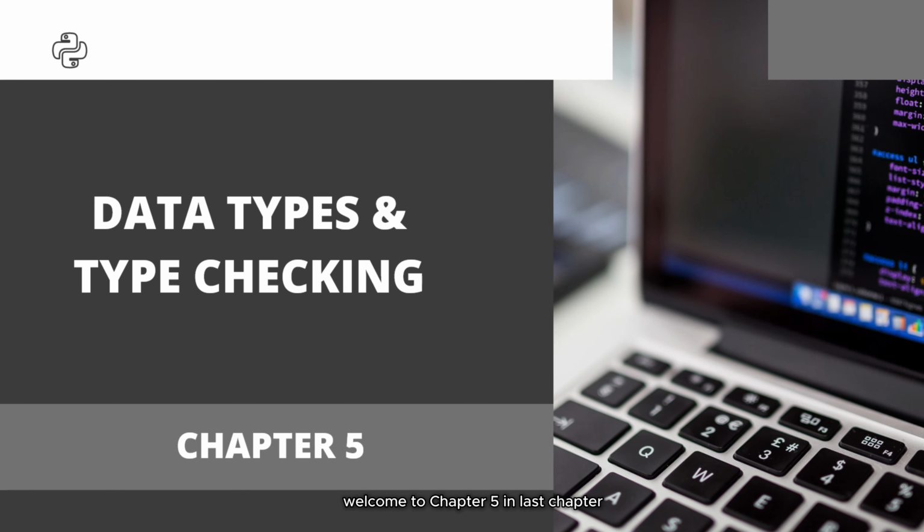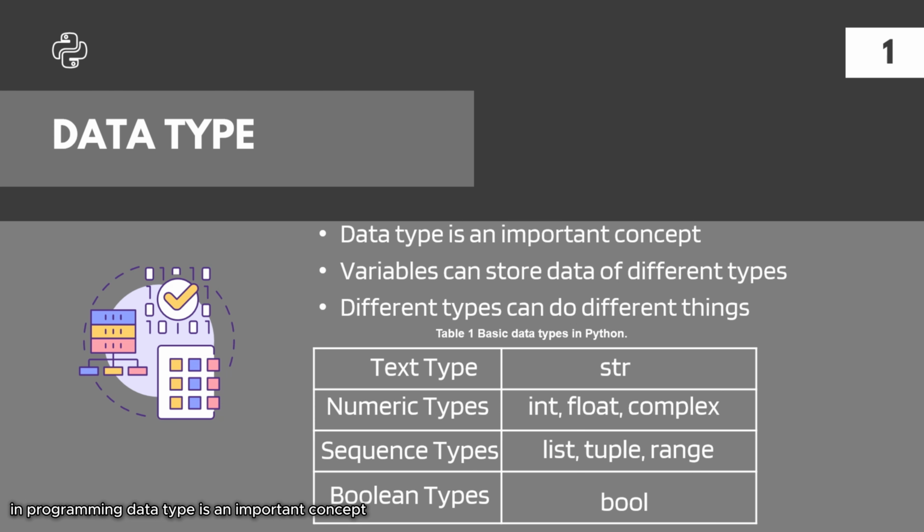Welcome to chapter 5. In the last chapter we studied variables. Since these variables can be of different data types, it's important to know the data types. Let's see what data types are available in Python. In programming, data type is an important concept.